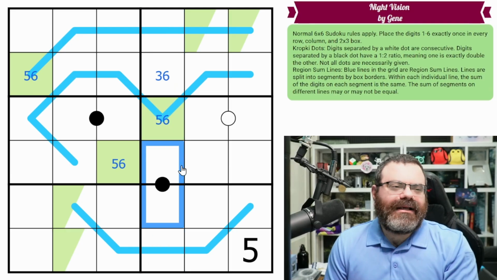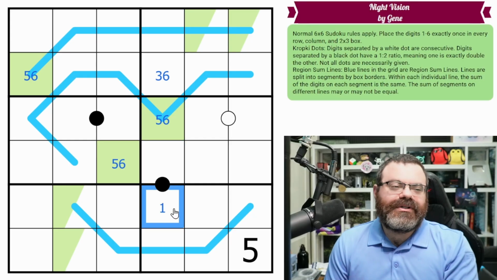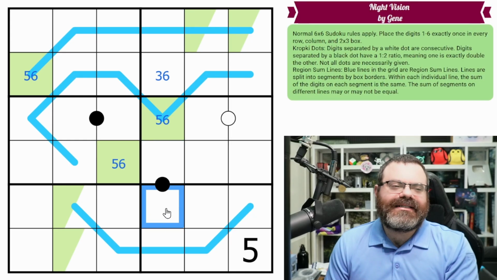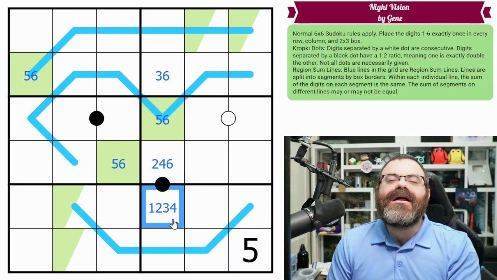This black dot, so let's think about black dots for a second. There's going to be a low digit, which is going to be 1, 2, or 3. Like whichever one of these digits is lowest, let's say that's this one. We don't know the order, but let's just call this the lower digit, which means this is double it. So if this was a 1, we could double it to 2. If this was a 2, we could double it to 4. And if this was a 3, we could double it to 6. But a 4 would have to double to 8, and 8's not in the puzzle. So 4 cannot be the lower digit.